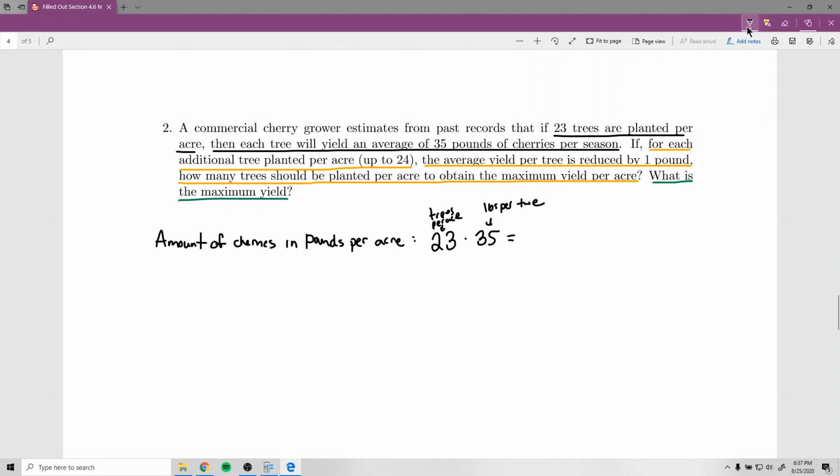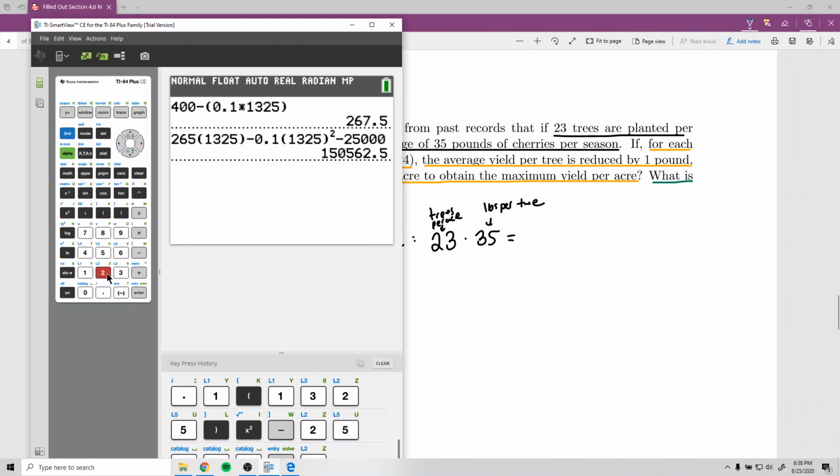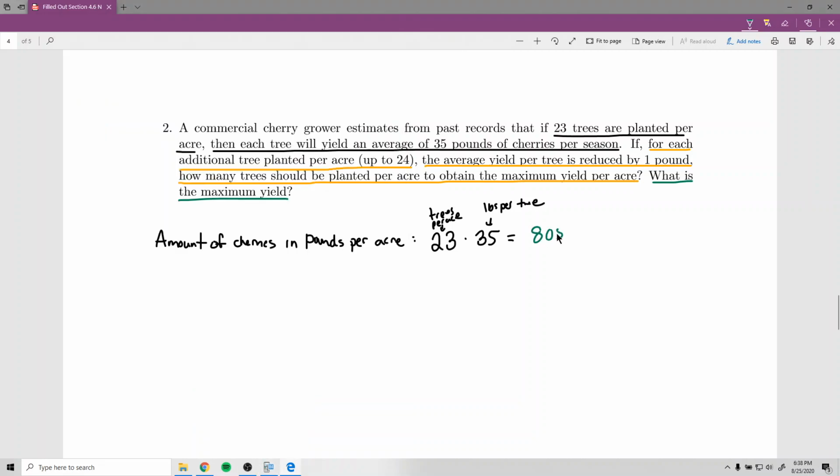Right, so hopefully that makes sense. If we multiply these two numbers, then it'll give us the amount of pounds per acre. Pounds per tree, trees per acre. So let's just multiply it out. Even though I don't need this number for the problem, I still want to reference it as we make our equation. So 805.